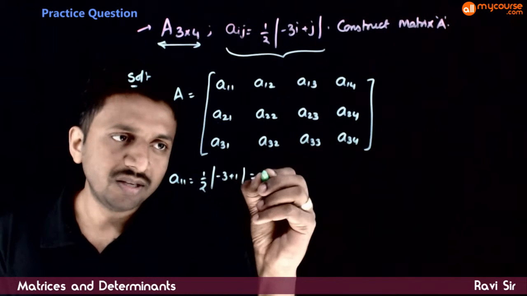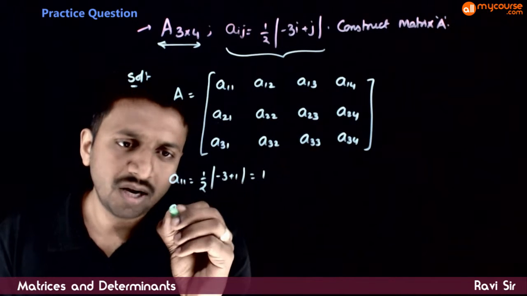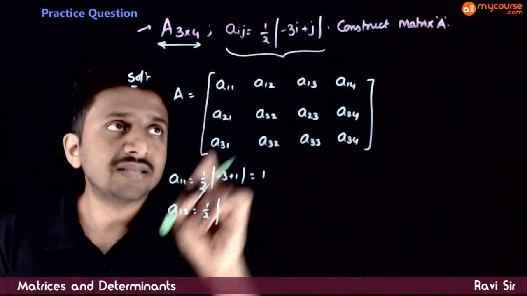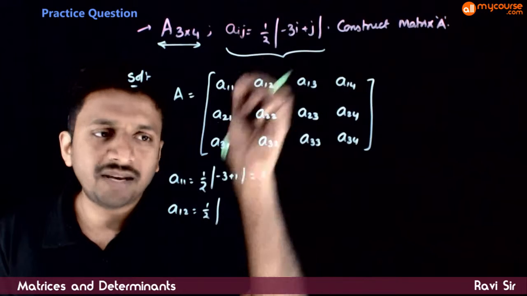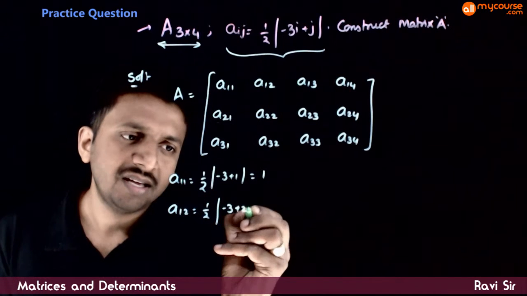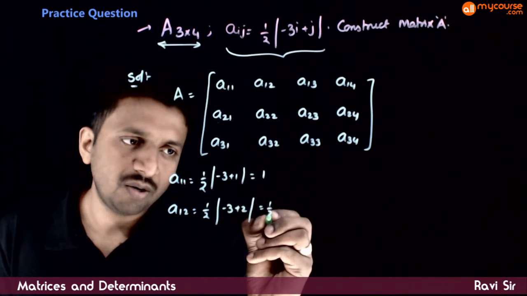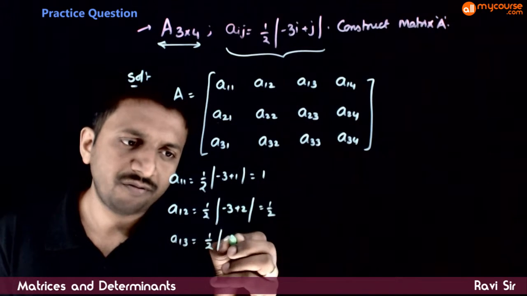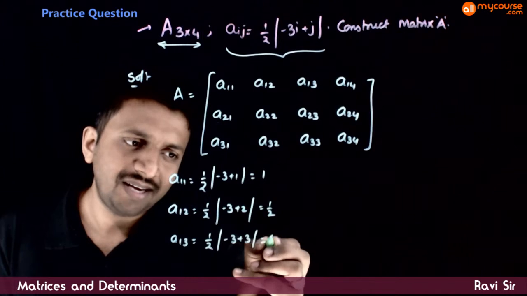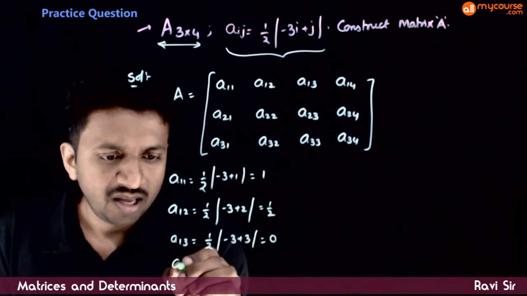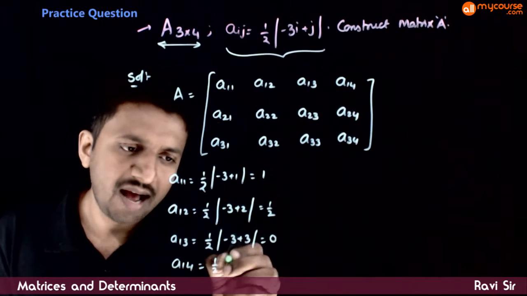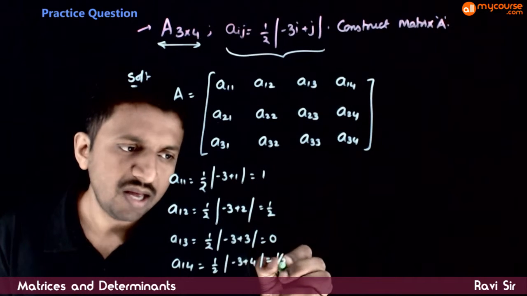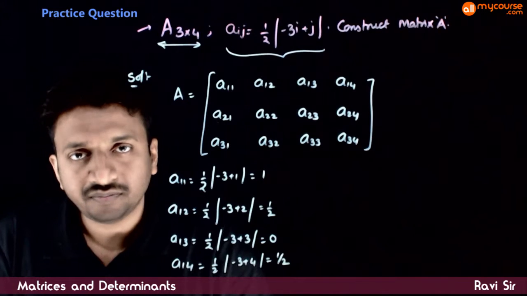So 2 by 2 is 1. So what is A12? Half of, as long as i is equal to 1, this will be minus 3. So minus 3 plus 2, which is equal to 1 by 2. A13, half of minus 3 plus 3 is equal to 0. A14, half of minus 3 plus 4 is equal to, again, 1 by 2.